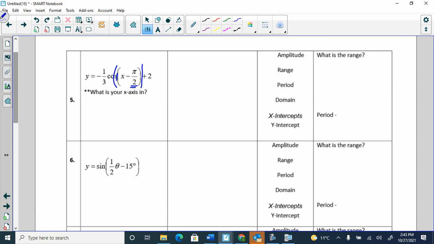So what do I have here? I have a vertical stretch by a factor of what? One-third, not the negative, right? About the x-axis. It's not the negative because the negative is the reflection, right? Our vertical stretch is always positive.